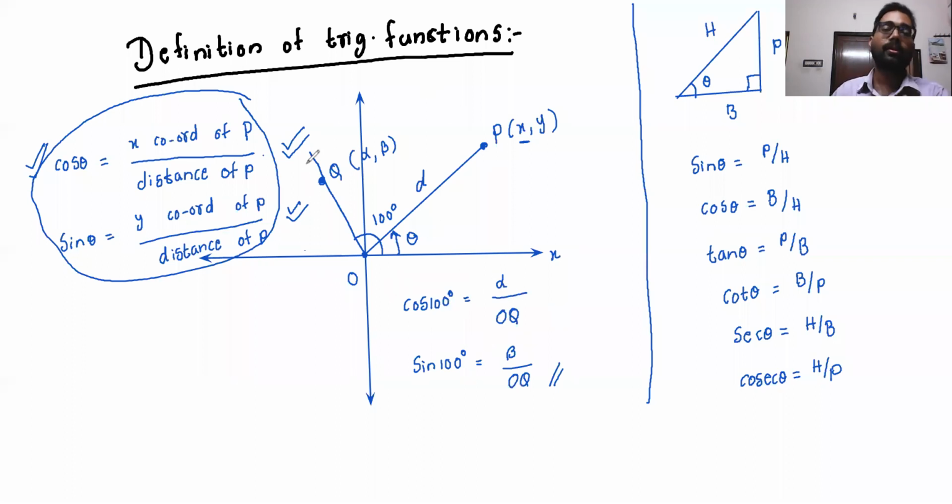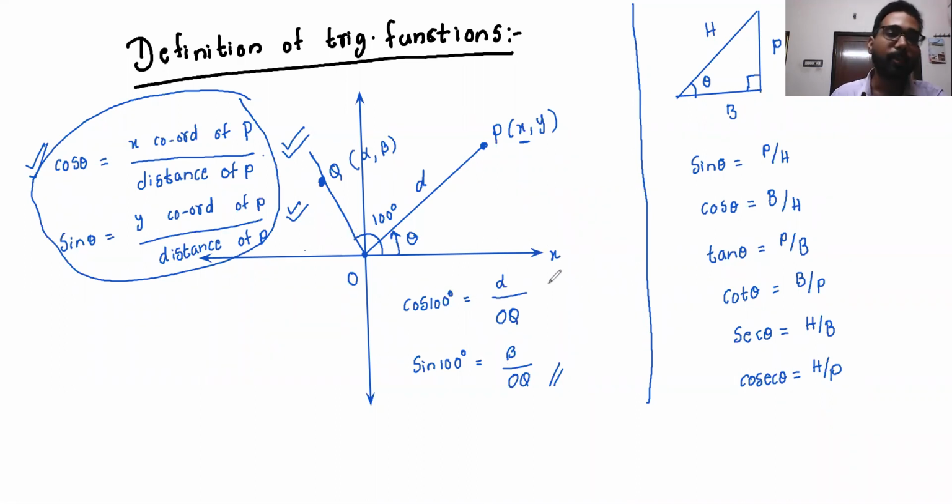So on the graph, you measure with a protractor, take 100 degrees and mark a point, find the coordinates of that point and divide by the distance. The x coordinate divided by distance, the y coordinate divided by distance. That will give you the value of cos 100 and sine 100.